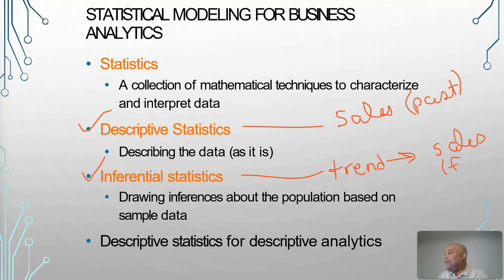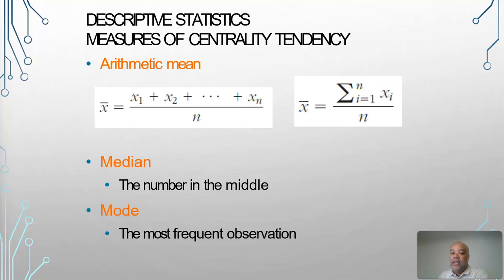That's effectively the difference between descriptive statistics and inferential statistics. Understanding these statistical tools is going to allow businesses to better describe, analyze, and make decisions based on data-driven insights. Descriptive statistics helps us summarize and understand data by focusing on measures of central tendency, which indicate the center or typical value in a data set.